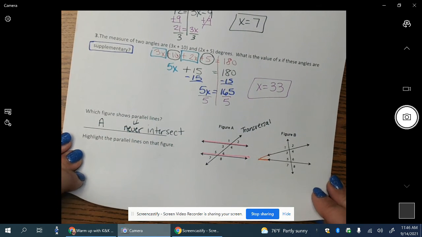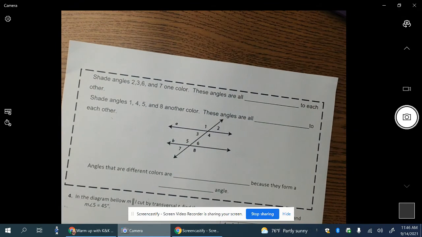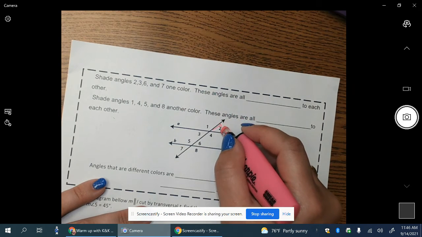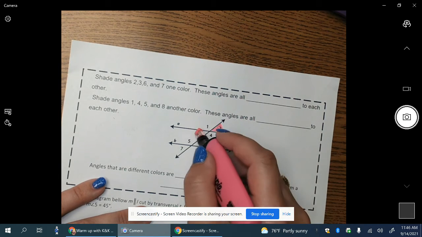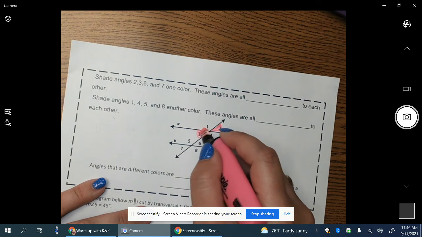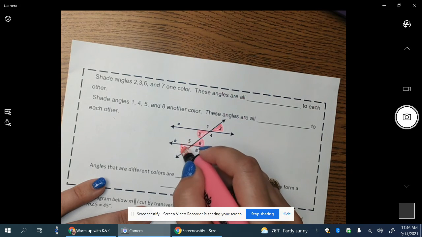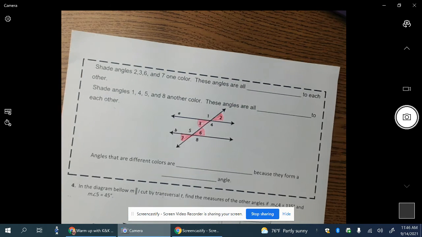All right, flip your paper. Okay, now with one of your highlighters or colored pencils or whatever you have, we're going to shade angle 2, 3, 6, and 7 the same color. 2, 3, 6, and 7. You can use my pencil, you can use marker. I don't care. 2, 3, 6, and 7. Oh, I messed up.